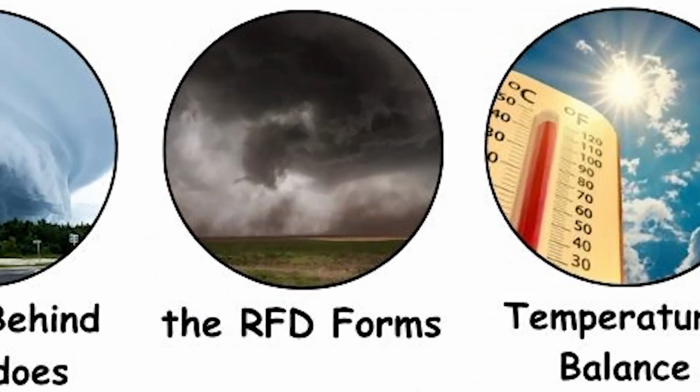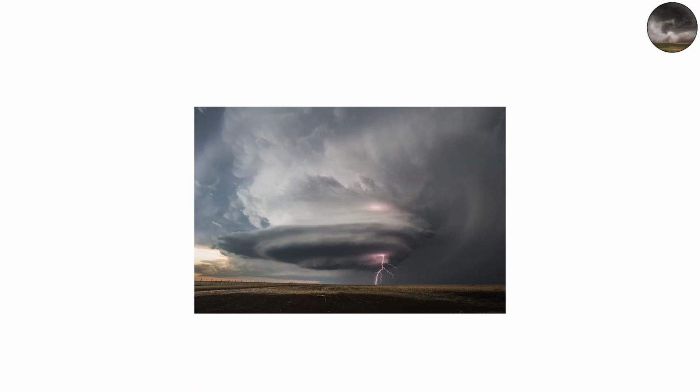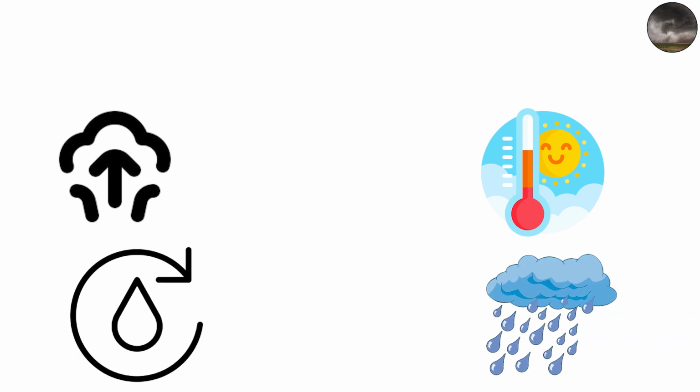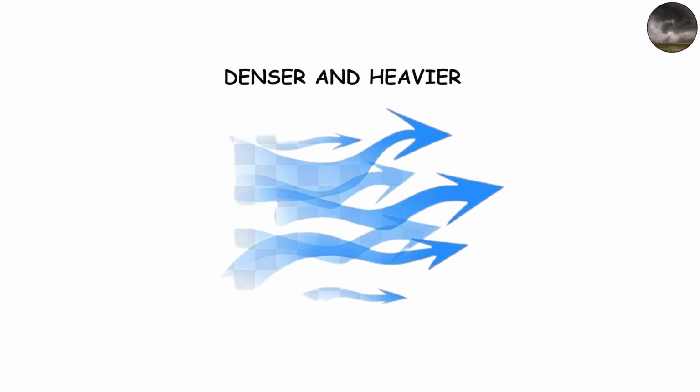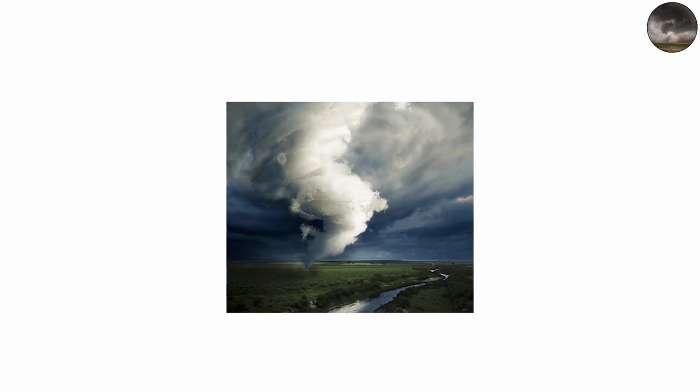How the RFD forms. Inside every supercell thunderstorm, intense updrafts pull warm, moist air upward while rain and hail fall through layers of drier air below. As that precipitation falls, it evaporates, cooling the air around it. Cooler air becomes denser and heavier, so it sinks rapidly, forming a downdraft.